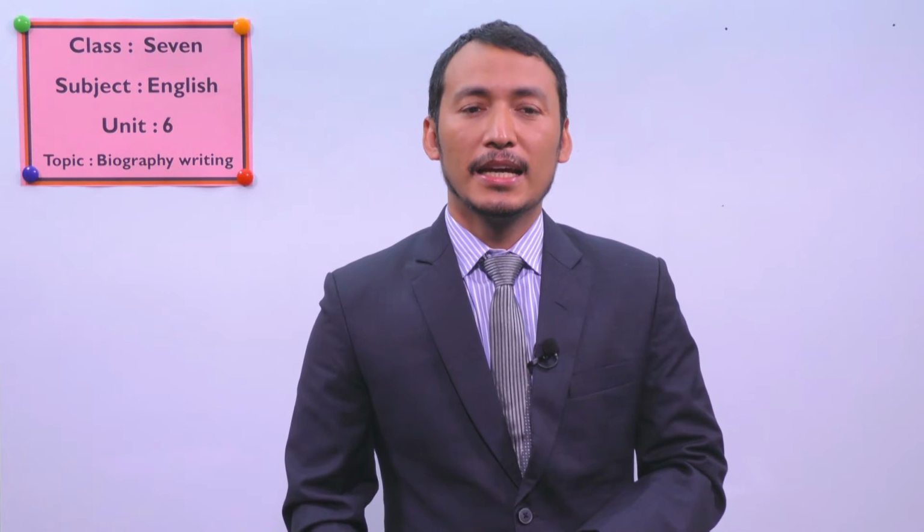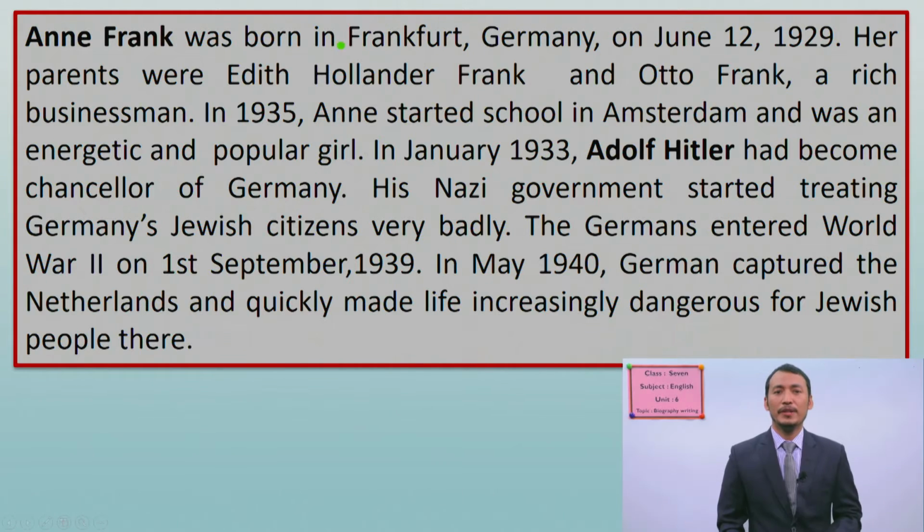Here, Anne Frank was born in Frankfurt, Germany on June 12, 1929. Her parents were Edith Hollander Frank and Otto Frank, who was a rich businessman. In 1935, Anne started school in Amsterdam and was an energetic and popular girl in her school.